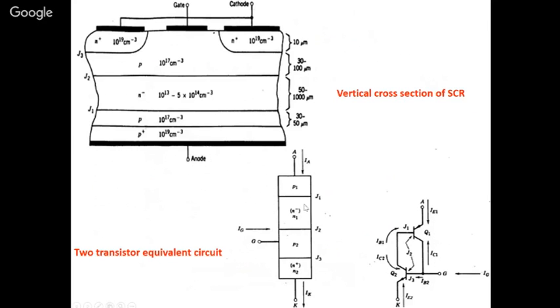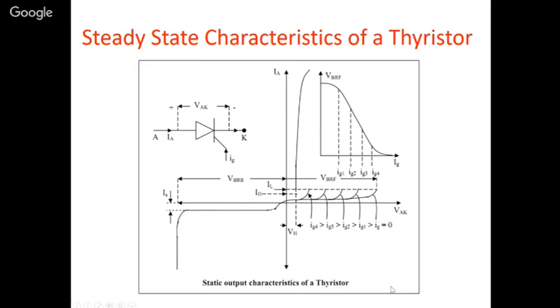And this is the general cross-sectional structure, and this SCR, that is a thyristor, can also be represented as two transistors in a Darlington pair. So we are going to the characteristics of a thyristor.